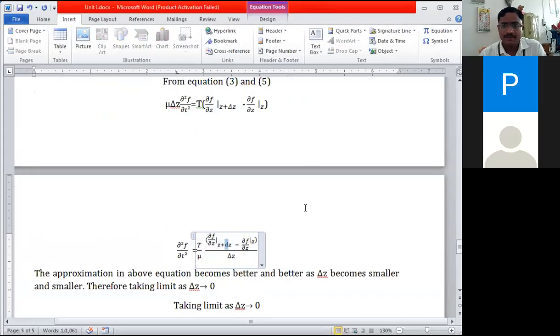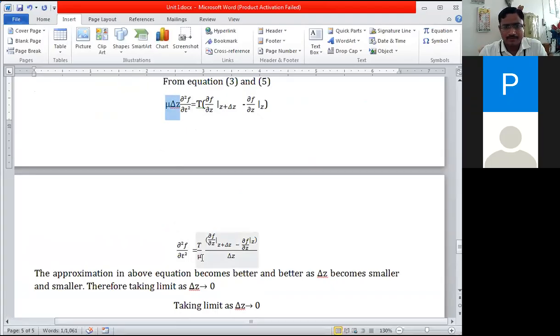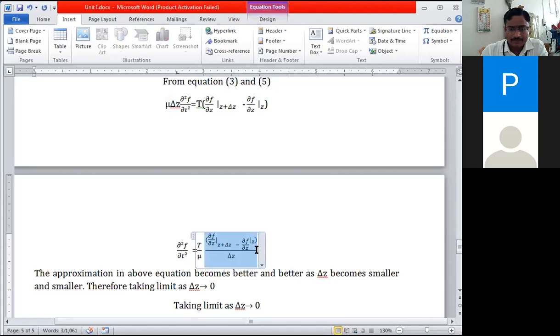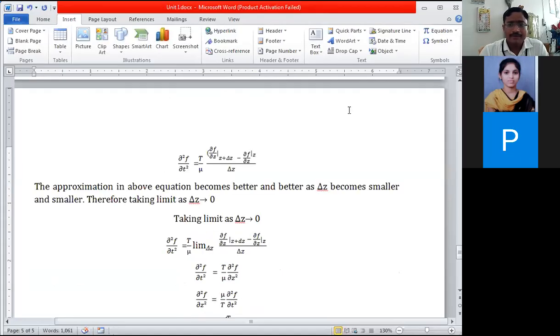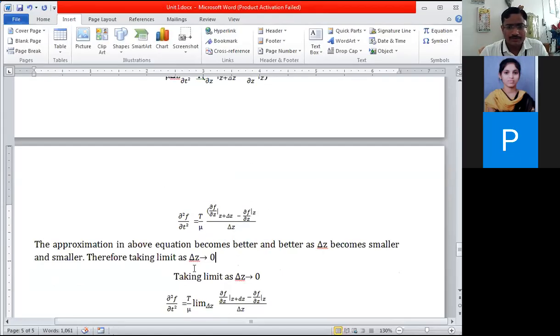Just I will replace here delta. आता बघा, these two terms we have taken to the right hand side, so it becomes denominator. T च्या खाली पण इथं t होतं. We have taken it as mu, and we have the equation. Then we have taken the limit. What limit have we taken? Taken limit as delta z goes to 0. That is, delta z is very small.